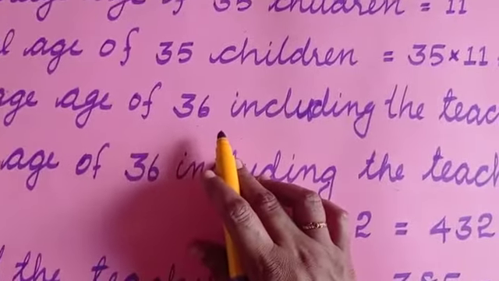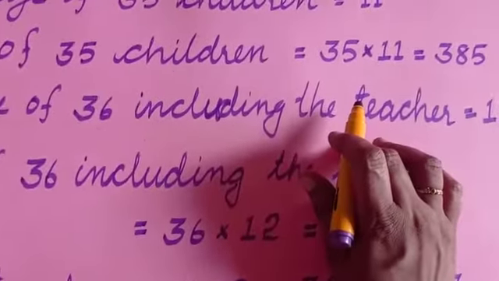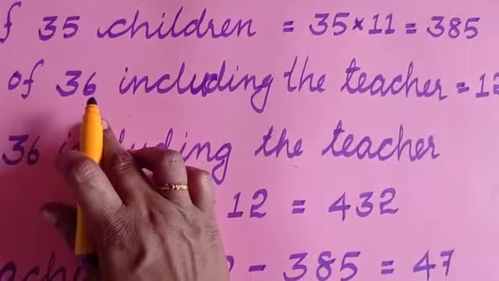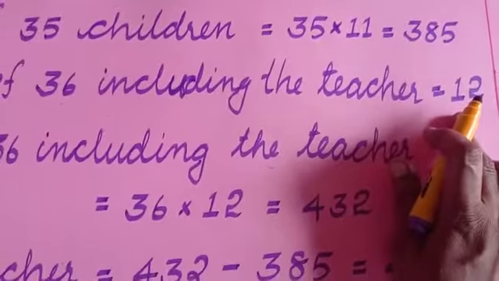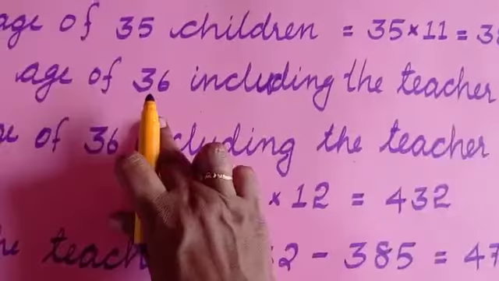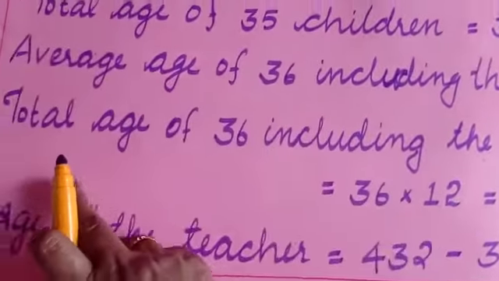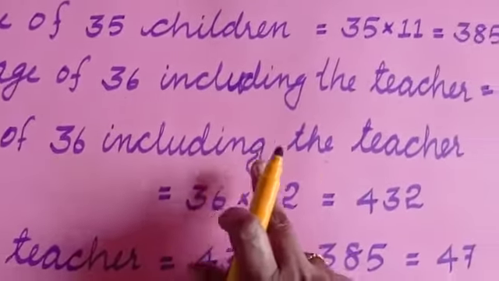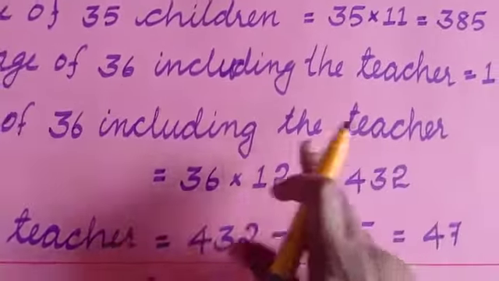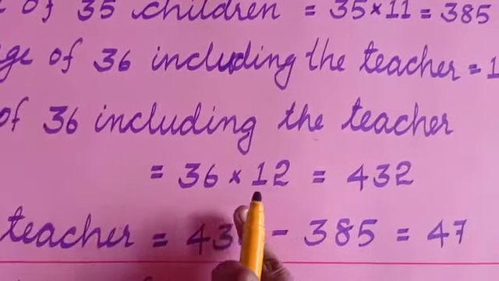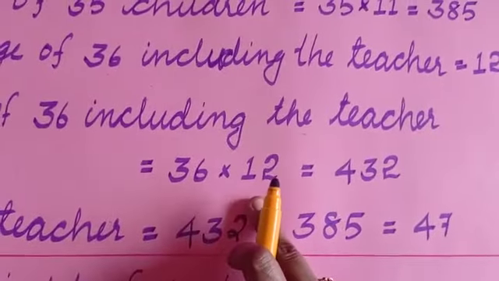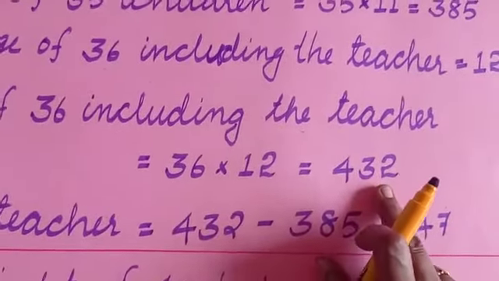Average age of 36 including the teacher. If the teacher is included, the number is 36. The average is given as 12. Then we can calculate the total age of 36 including the teacher. That is number into the average. That is 36 into 12 is equal to 432.